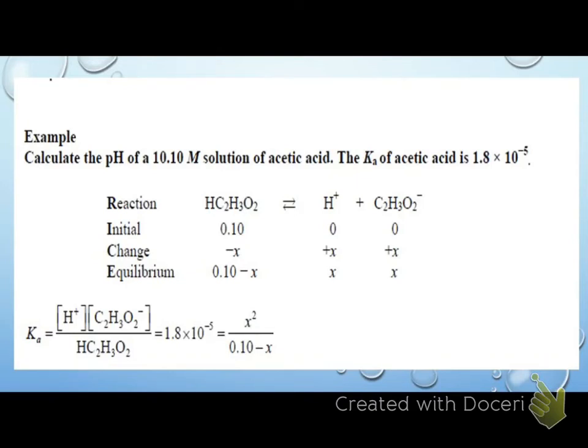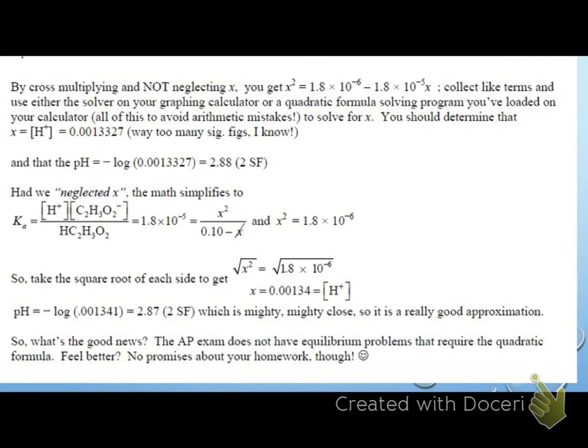So here is the same problem, but I think it's a different concentration this time. We got the pH of a 10.10 molar solution, if we get the Ka of acetic acid. Again, by cross-multiplying and not neglecting X, you get this number. She's taking you through this process, okay? And then you get a pH of 0.288, okay? And then the second way is if we had neglected X, we would get a pH of 0.287. So that's a good approximation.